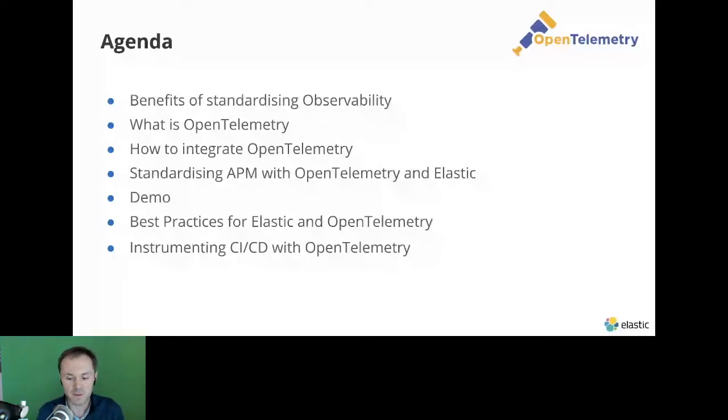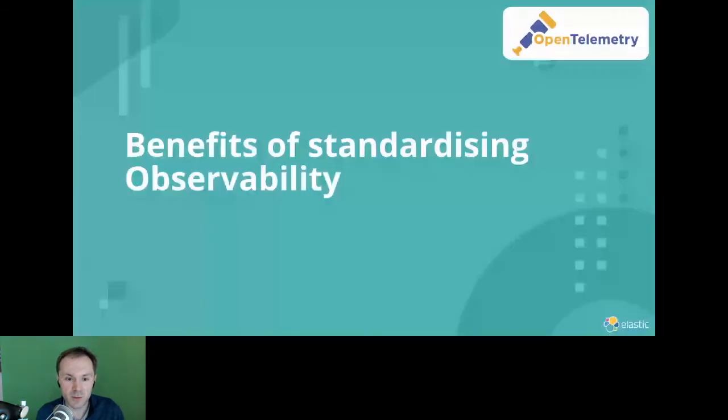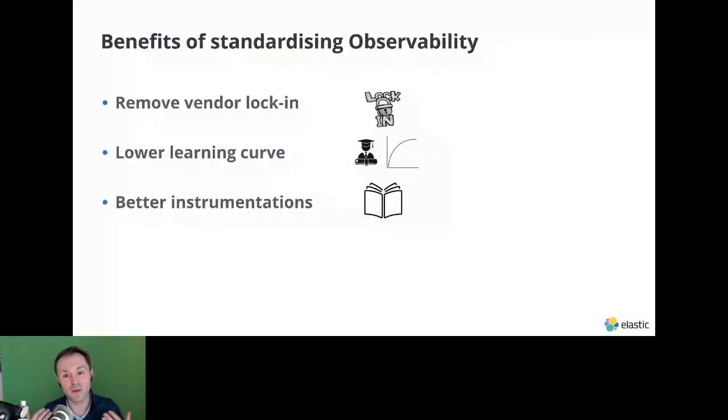So the benefits of standardizing observability, we have identified three very important benefits. One is to remove vendor lock-in. So we know there are different observability vendors or solutions, open source solutions, commercial solutions. And sometimes you want to mix and match the different solutions. Sometimes you want to move from one to another. And here with OpenTelemetry, you will be able to remove a big part of the vendor lock-in.